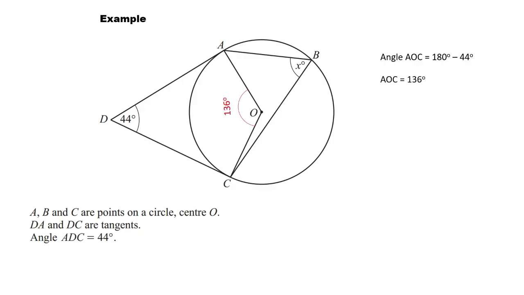We can also see that angle AOC and angle x are both subtended by the same arc. So since angle AOC is at the center and angle x is at the circumference, we can now apply the second theorem, which says angle at the center is twice angle at the circumference. So angle x is half of angle AOC, which is 136 divided by 2. If we divide, we get 68. So angle x is equal to 68 degrees.